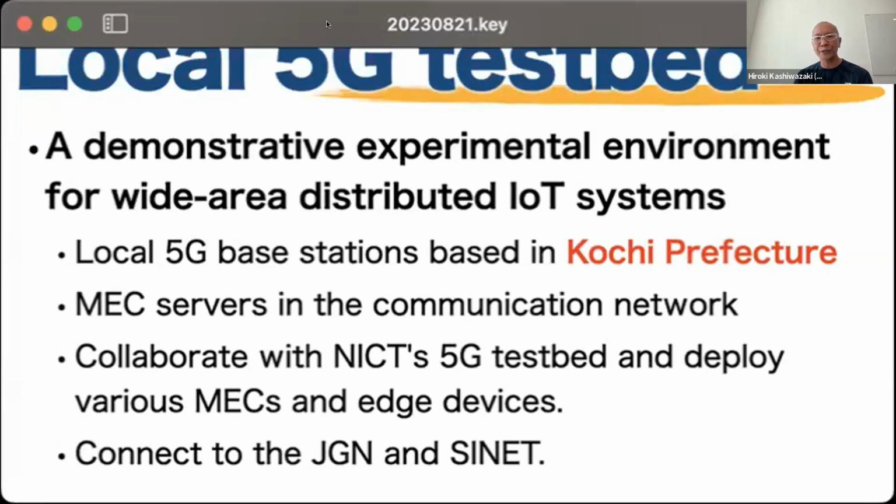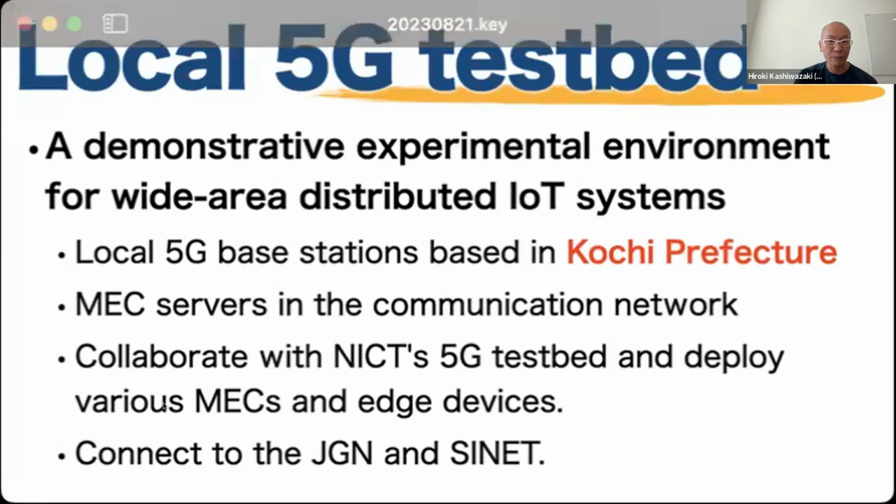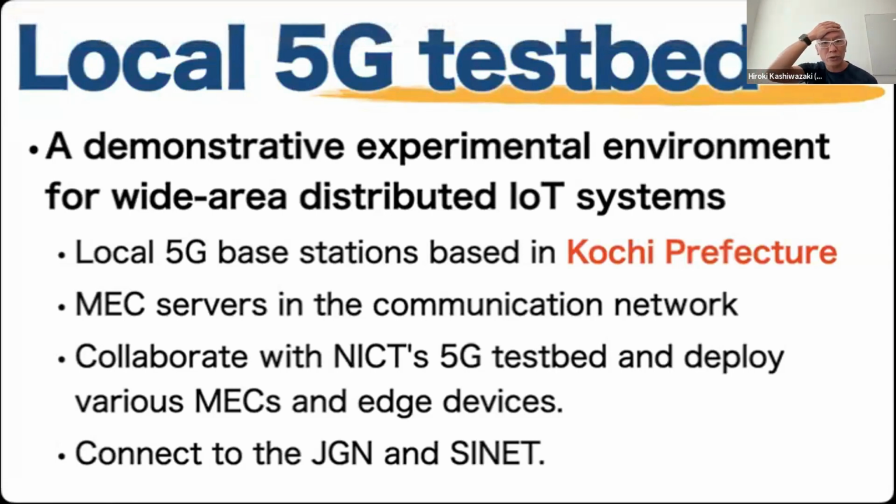This testbed consists of 3 locations: Tokyo, where NICT is located, Osaka University in Osaka Prefecture, and Kyushu Institute of Technology in Fukuoka Prefecture. And Kochi University of Technology is considering connecting to these using JGN, a research network provided by NICT. We also plan to connect to SciNet, a Japanese academic information network provided by NII.